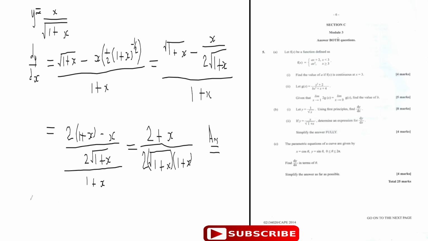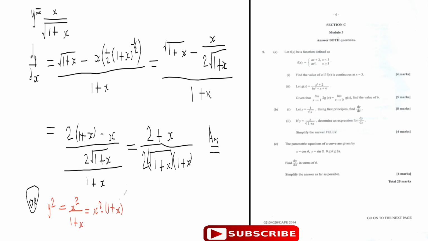This is for persons that would have wanted to do it implicitly. You could have done it implicitly by squaring both sides. You'd have gotten y squared is equal to x squared over, when you square this, the square root would cancel, so you just get 1 plus x. And then I'm going to rewrite this as x squared times 1 plus x to the negative 1. I'm going to use implicit.